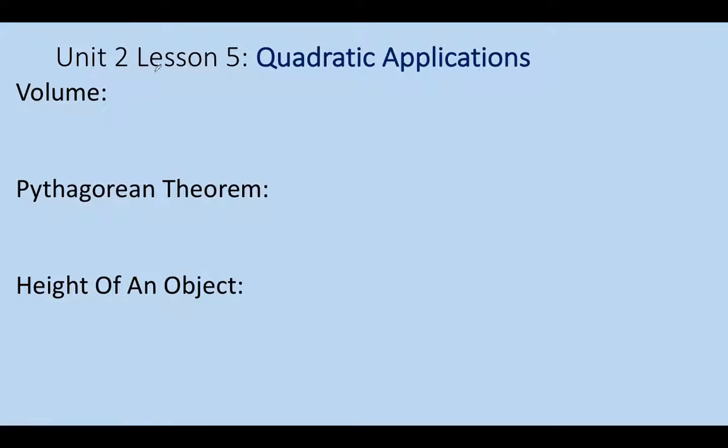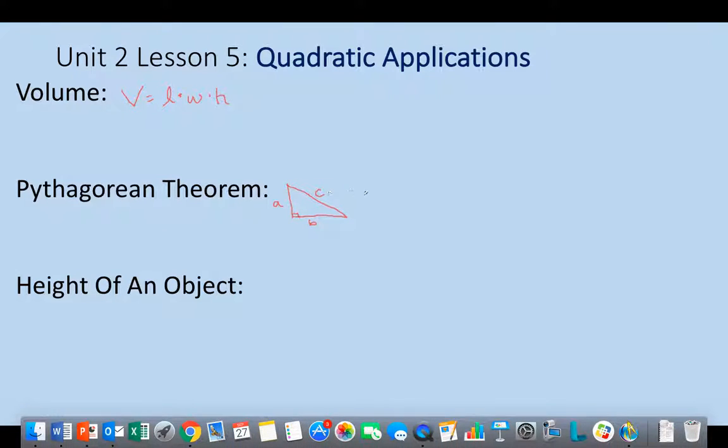All right, so a few things that you'll want to pick up just real quickly before we get into our application examples. Volume, at least of a box, is going to be length times width times height. So hopefully you know that one already. Pythagorean theorem: if you've got a right triangle, then you've got two legs, we'll call them a and b, and then the hypotenuse c. a squared plus b squared is always going to equal c squared.